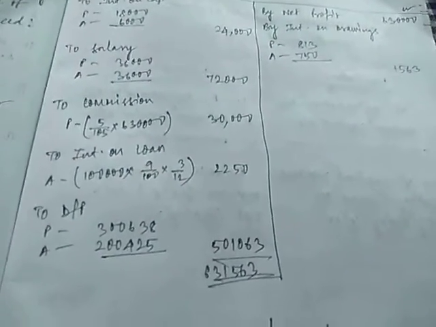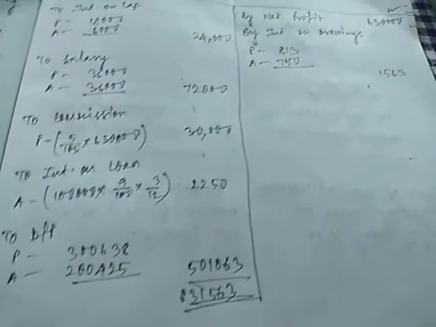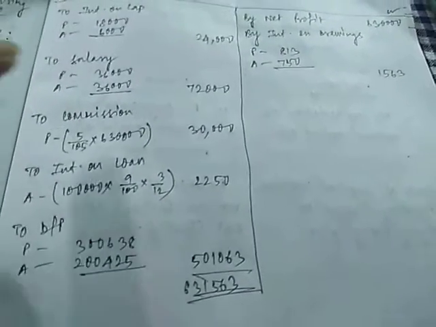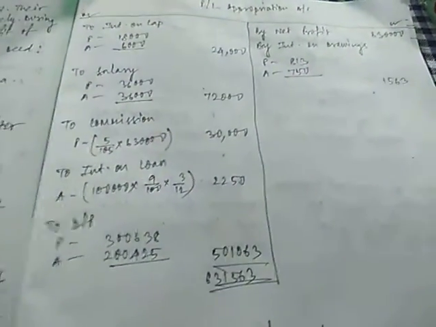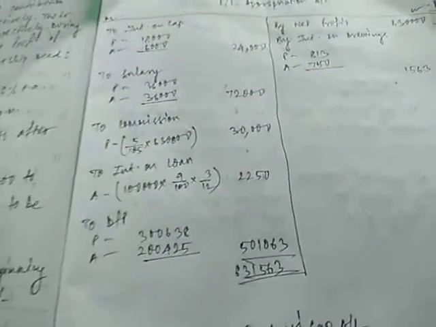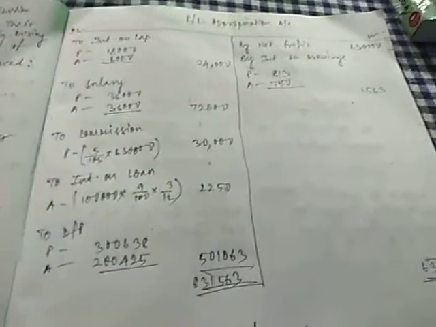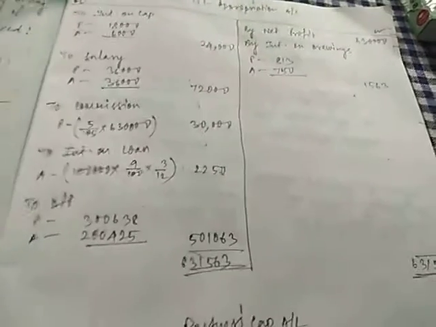And there in the partner's loan account, this interest on loan will be transferred. It will not be shown in partner's capital account or partner's current account. I repeat, it will just appear in PL appropriation account, and interest on loan will never be shown in partner's current account or partner's capital account. It will be transferred to partner's loan account. And how to prepare partner's loan account, that I will be showing you in the next video.